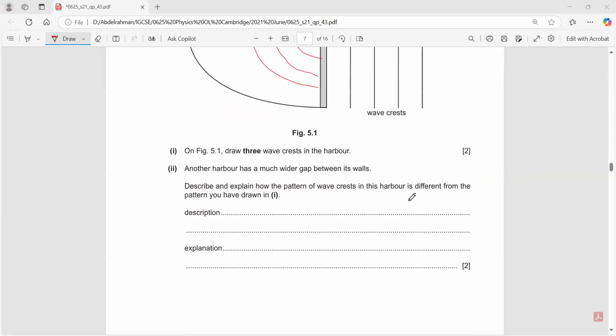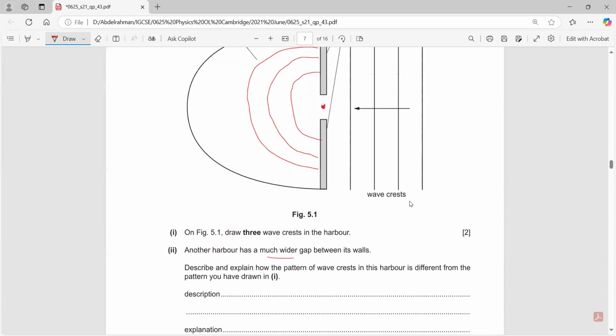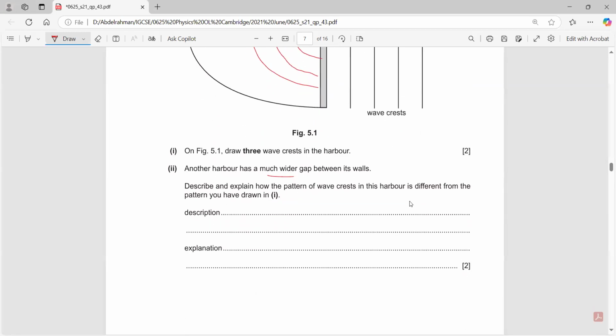You'd say that they could be straight. Why would they be straight? If you have a much wider, a very wide gap, as the waves pass through this very wide gap, they remain straight. If they pass through a narrow gap, they become semicircular. If they pass through a very wide gap, they remain straight.